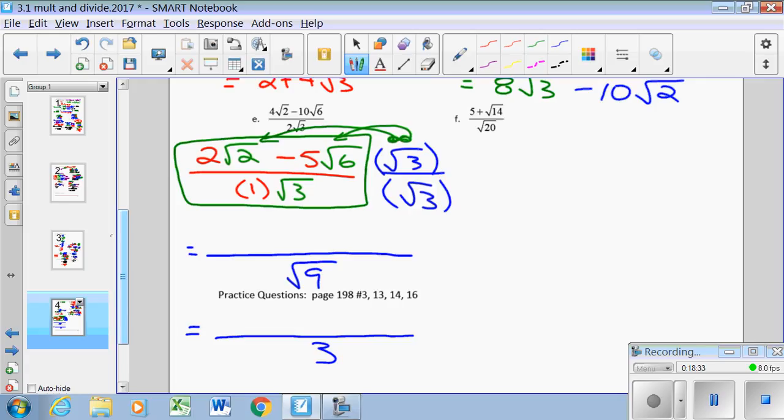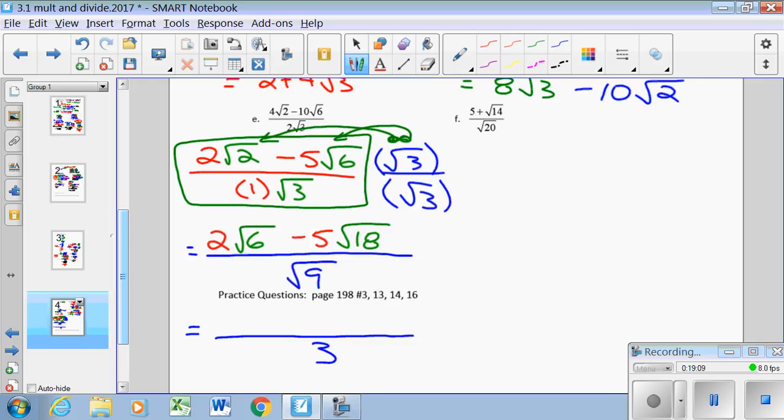Numbers times numbers, so the 2 doesn't change, but root 3 times root 2 gives me root 6. So 2 root 2 times root 3 is 2 root 6. I want to do the second set of numbers, the 5 root 6 and the 3. The 5 and the root 3 don't go together, but 5 times 1 go together. 5 times 1 is still 5. Root 6 times root 3 is root 18. So my new top is 2 root 6 minus 5 root 18.